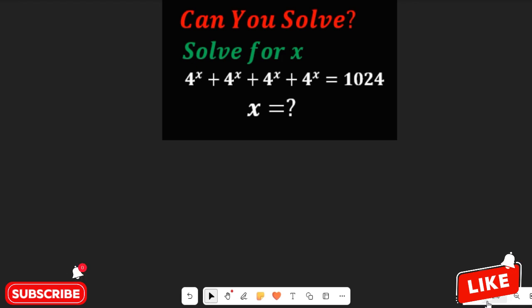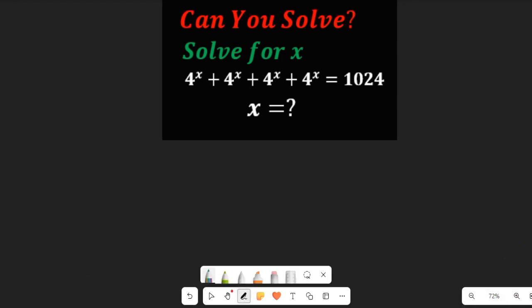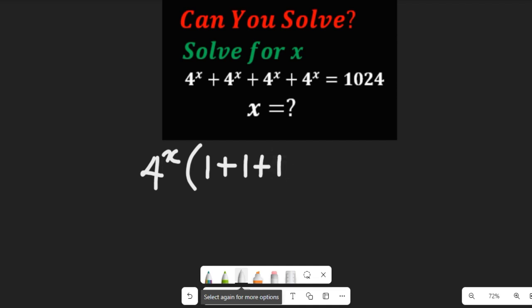Now, from the left hand side, you'll come to notice that 4 to the power of x appears 4 times. So I can simply simplify by bringing out 4 to the power of x, and divide all what is inside, will be left with 1 plus 1 plus 1 plus 1. And this will be equal to 1024.